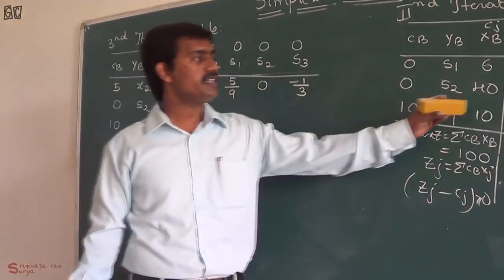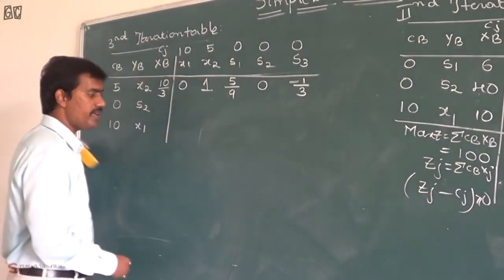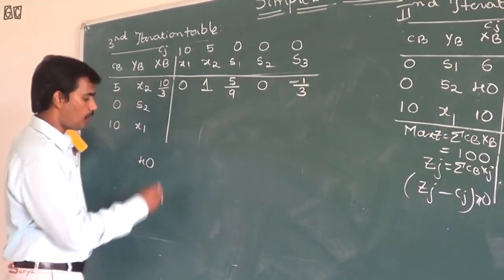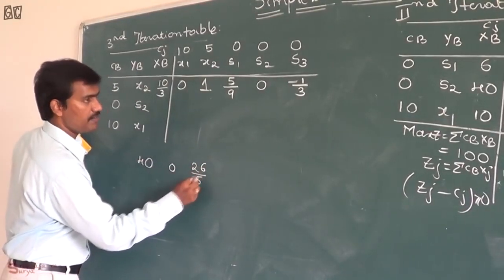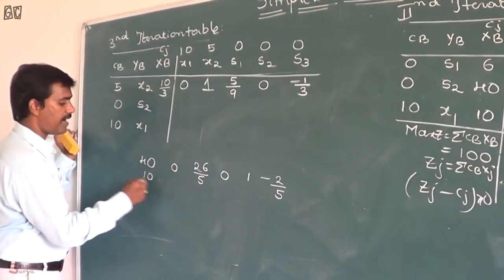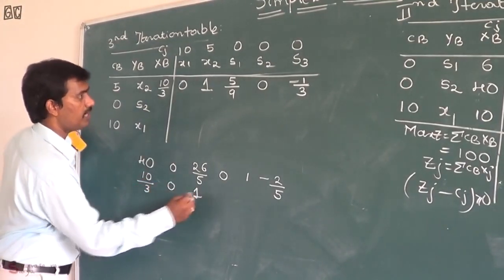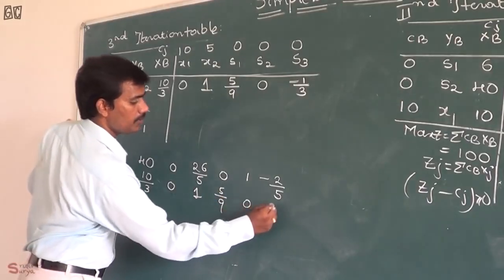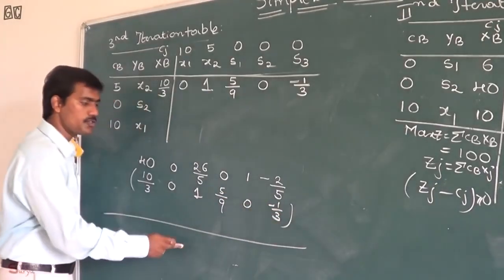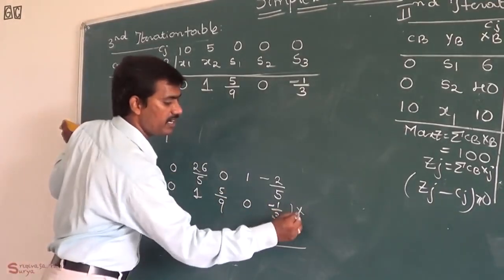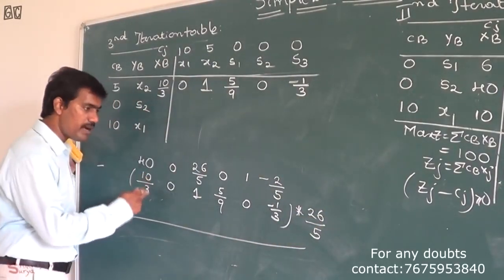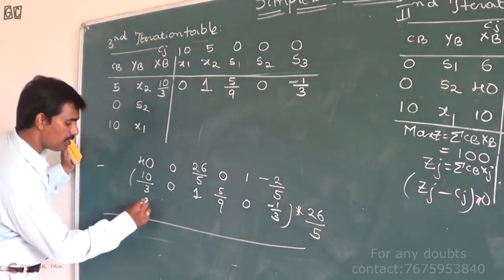Now we have to make this 26 by 5 as 0. So all you have to do is take some sort of a row operation, that is we have to make that value 0. So take the second row, that is 40, 0, 26 by 5, 0, 1, minus 2 by 5. So already we made this the identity row, that is 10 by 3, 0, 1, 5 by 9, 0, minus 1 by 3. Now I am going to make this value 0. So we have 26 by 5. Without loss of generality, I am multiplying this row by 26 by 5. So I am going to multiply 10 by 3 into 26 by 5, that is obviously 52 by 3.